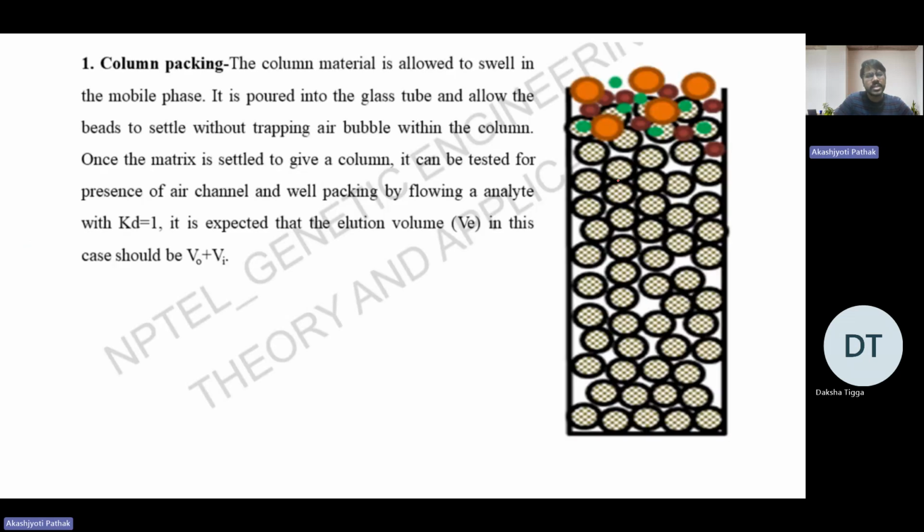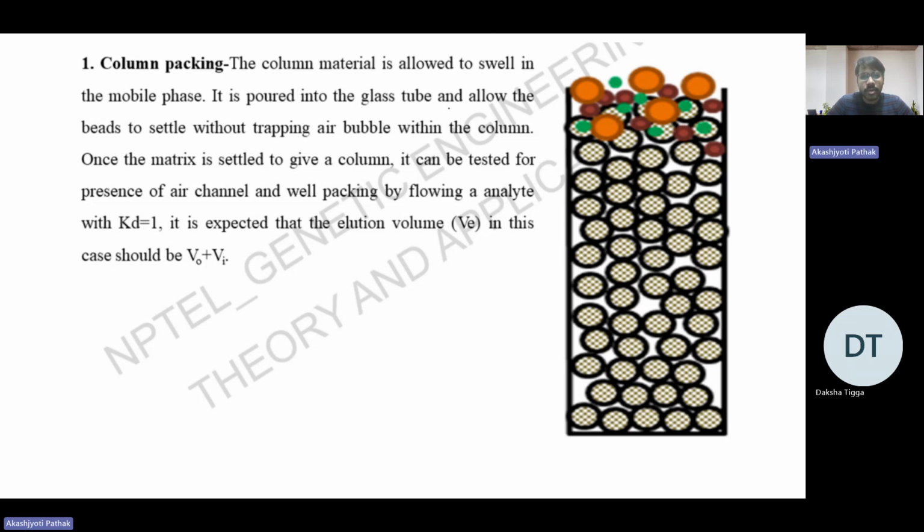So now answer this question. The column packing, all these things have been discussed. We already discussed this. The column material is allowed to swell in the mobile phase. It is poured into the glass tube and the beads are allowed to settle. This column packing is a very important step, because this is usually done in the industry. There are instruments which take care of the void volume, so it has to be very accurate. It has to be very uniform.